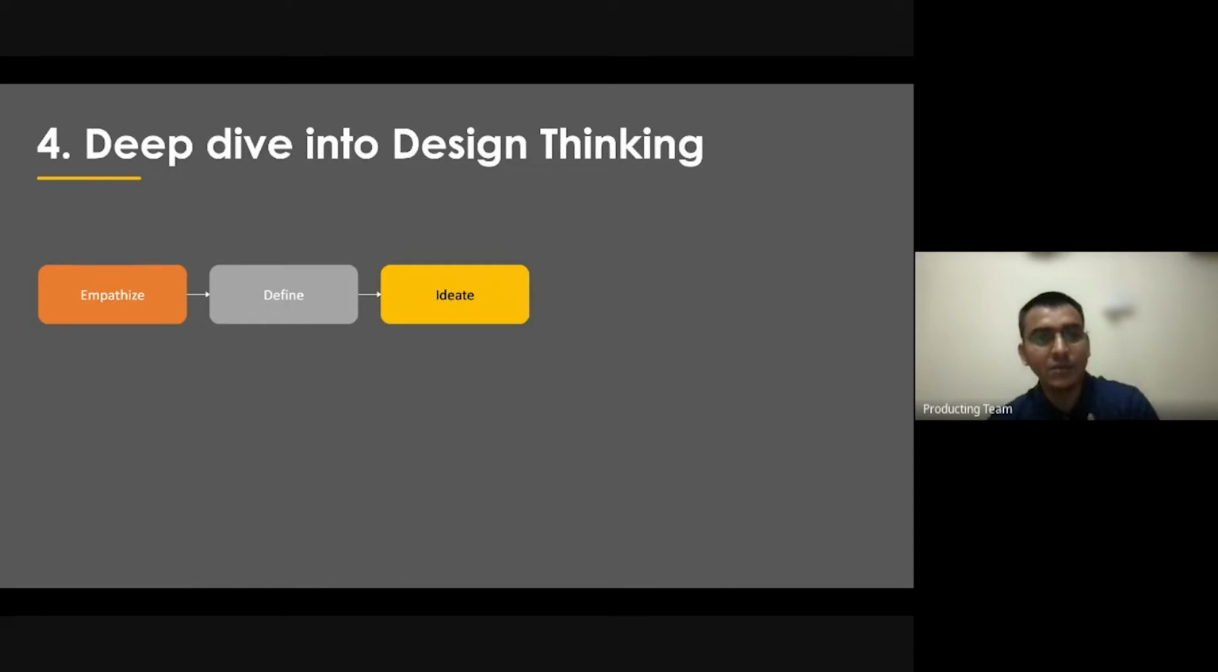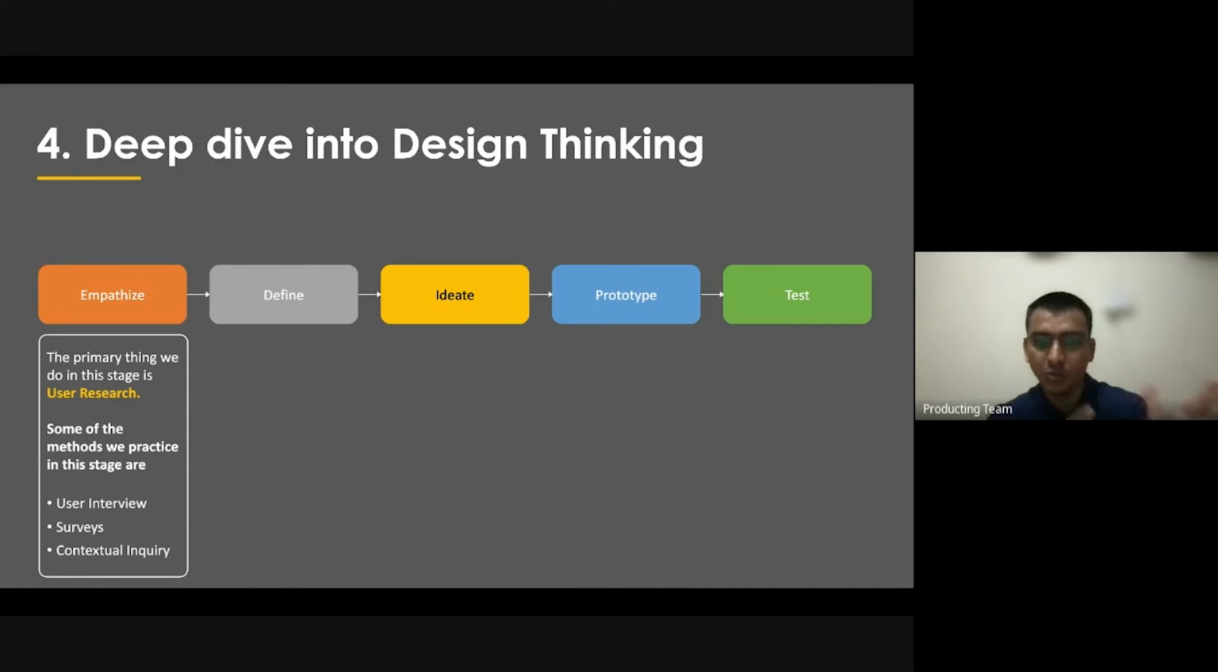Okay, and then we ideate on that problem statement. We bring out a lot of ideas to solve that problem. And then we create a prototype out of those ideas. And then we test it with the users to find out whether we are successful with our design or not. So what do we do in the empathize stage? The primary thing we do in this stage is user research, which we are going to talk about next week. Next week's section is about user research.